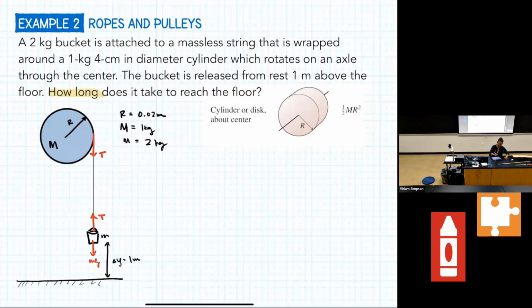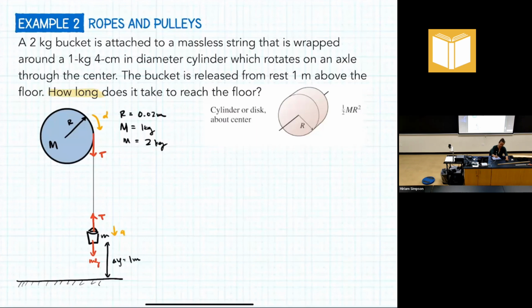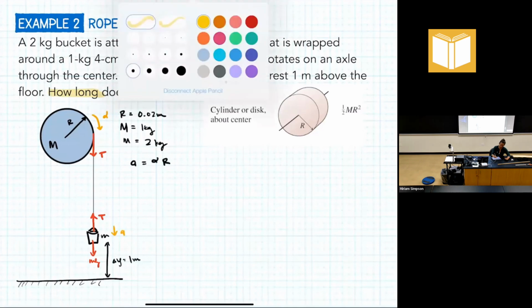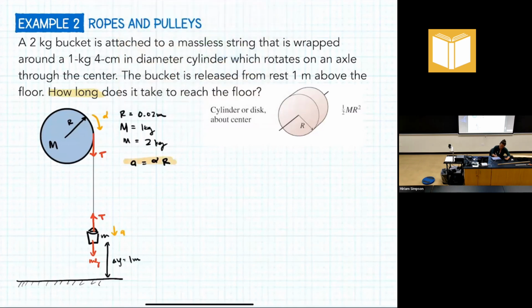Okay, and then what are the accelerations? We have an angular and linear acceleration. So there's an acceleration here that we'll call alpha. And then there's an acceleration here we'll call A. And we know that they are coordinated, right? So that means there's some way that you can put them together, which is A is equal to alpha times R, okay? And I'm just going to put that there just so you know that we need that later.